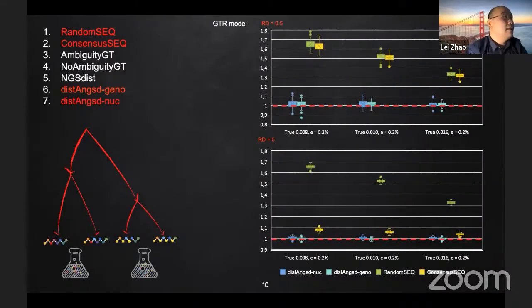And so the previous slides are for the GC model. The GC model is a more symmetric evolutionary model, and the GTR model is a more asymmetric model. And for the GTR model, we observe a larger bias compared with the GC model. But the conclusion is nearly the same: our method almost stays at 1, and their method has a positive bias.